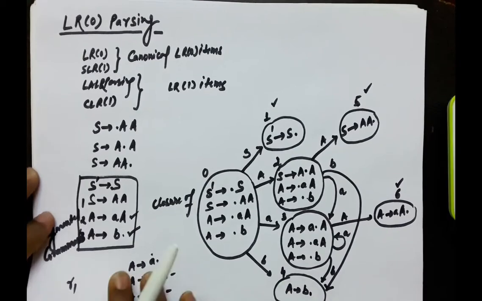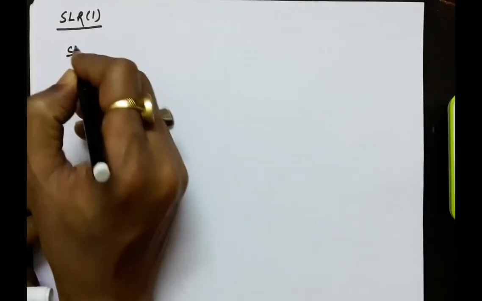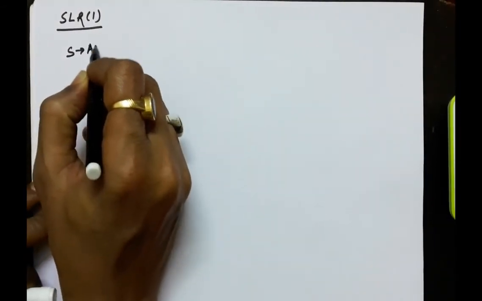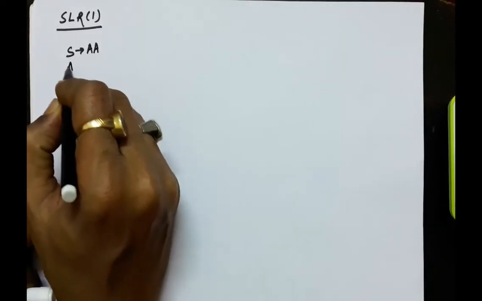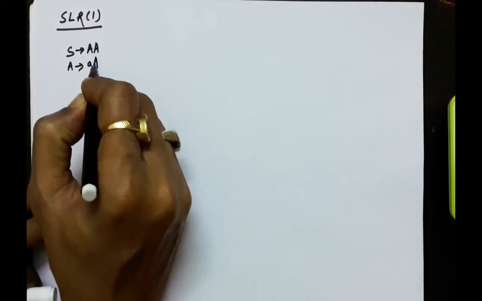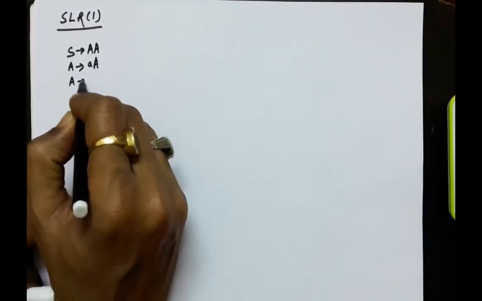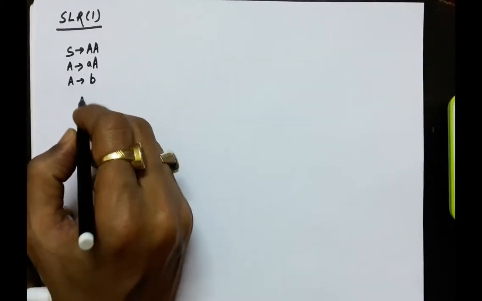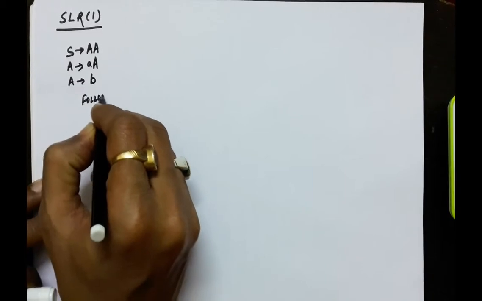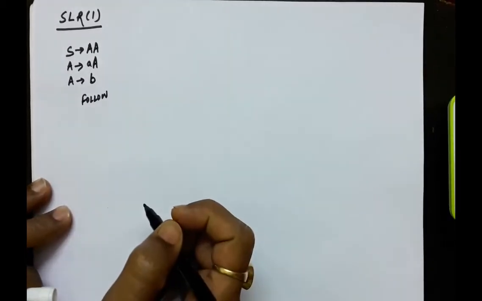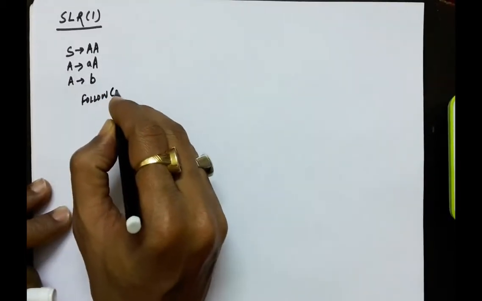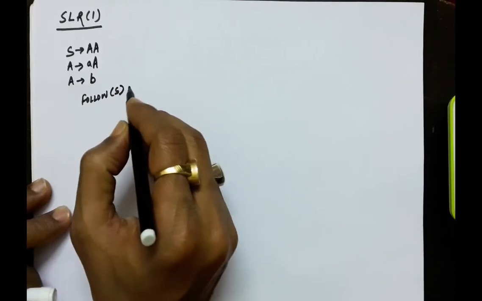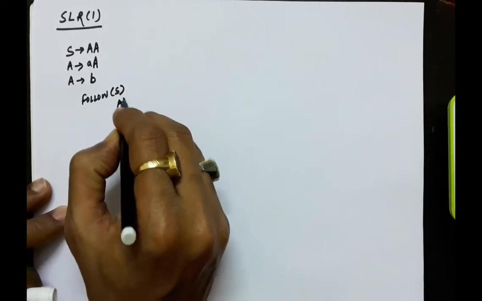Let's write the grammar again. The grammar was S produces capital A, capital A; capital A produces small a, capital A; and capital A produces small b. We first have to compute the follow of every symbol. We have only two symbols here, capital S and capital A.